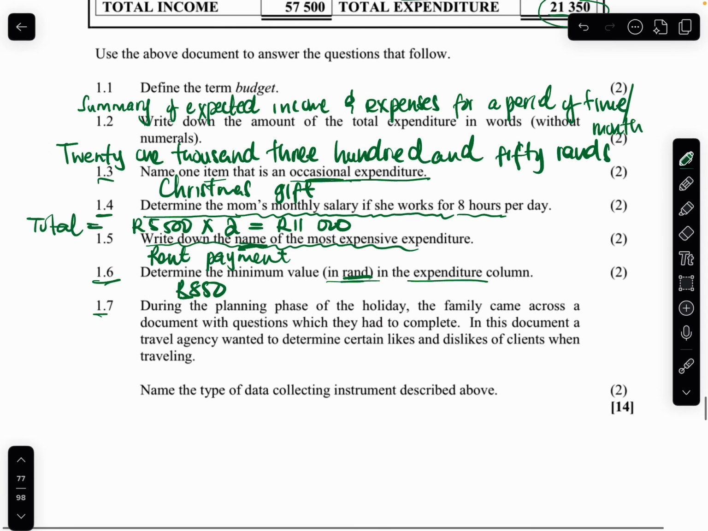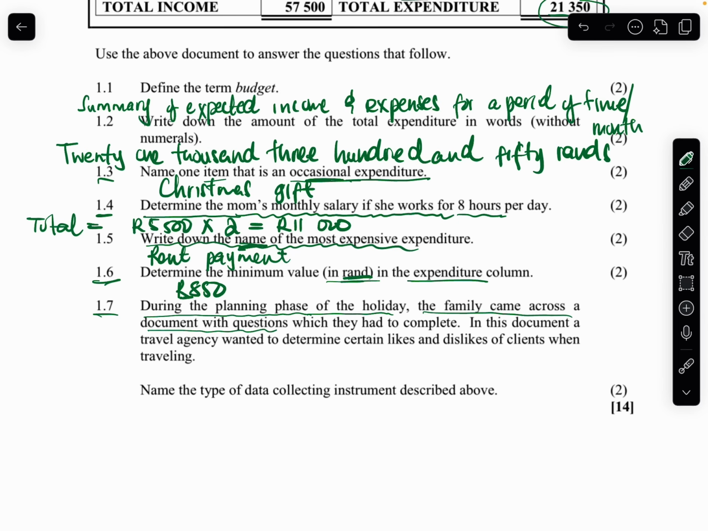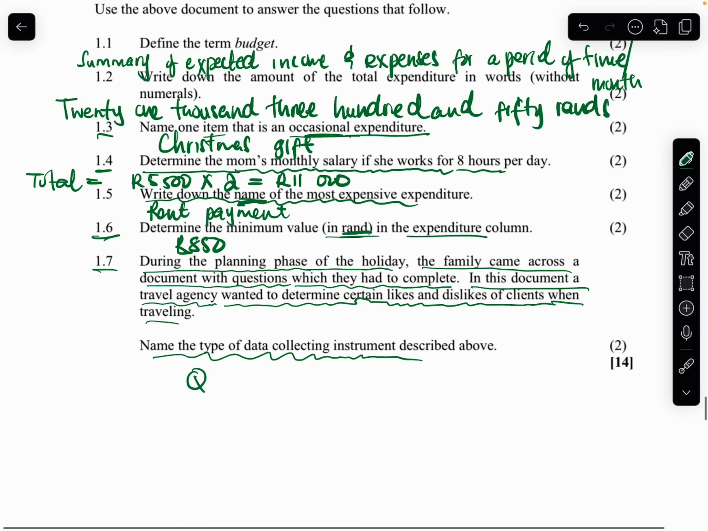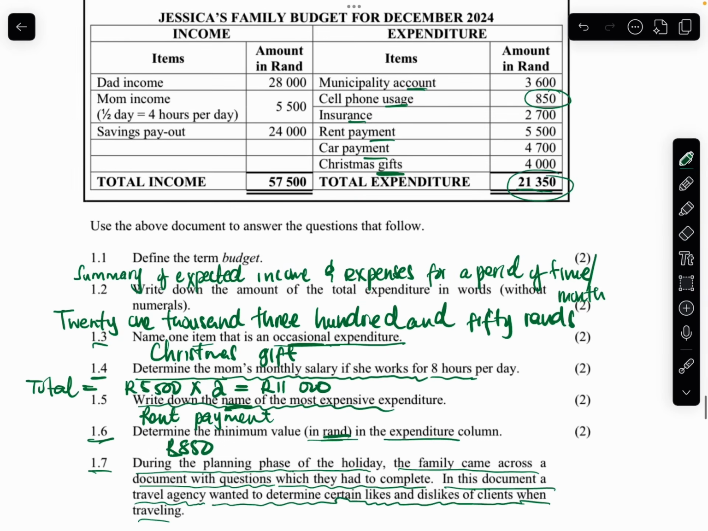Now, 1.7 says during the planning phase of the holiday, the family came across a document with questions which they had to complete. In this document, the travel agency wanted to determine certain likes and dislikes of clients when traveling. Name the type of data collection instrument. This data collection instrument, guys, is called a questionnaire. It's a document with questions. It's called a questionnaire.